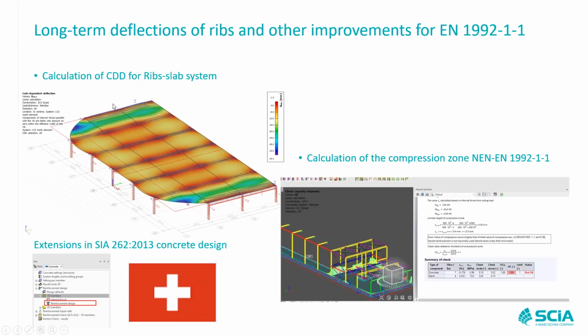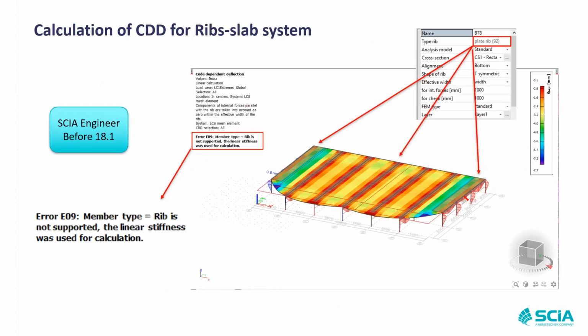On my list, I have 3 main topics to explain: the new approach for the calculation of the CDD, the calculation of the compression zone according to the NEN National Annex, and some nice improvement for the SCIA code for our clients in Switzerland. So let's start with the first main topic.